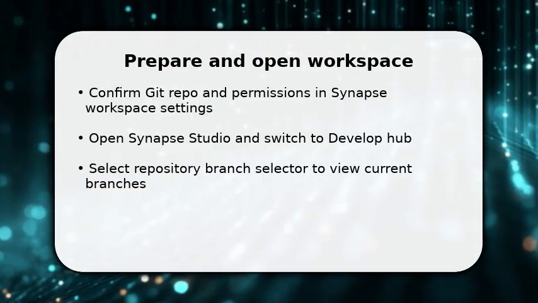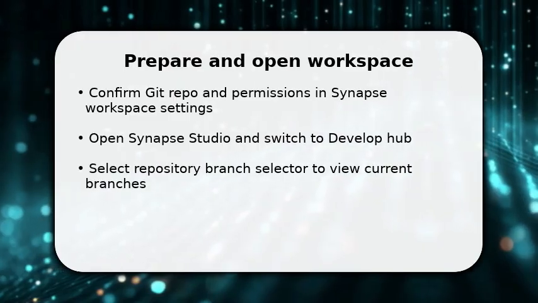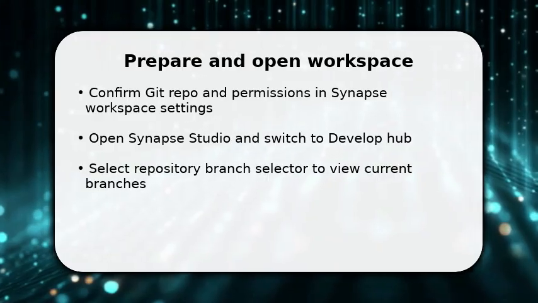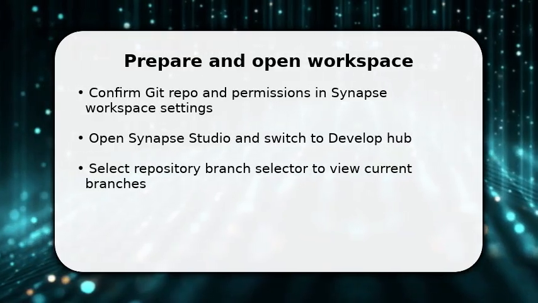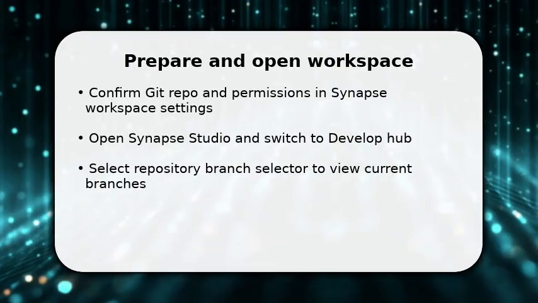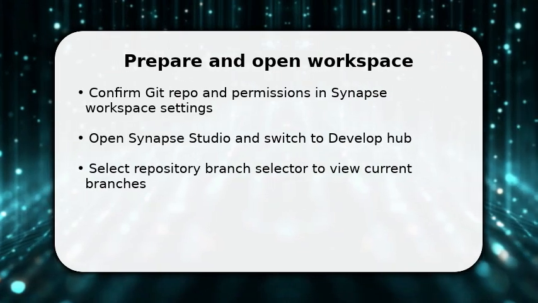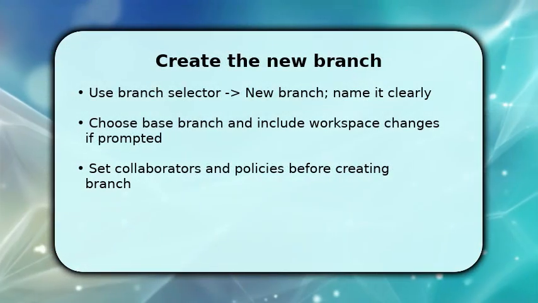Next, click the repository branch selector in the top left to inspect current branches and active workspace branch. Make sure you're on the branch you want to branch from. This avoids accidental divergence. If everything looks correct, you're ready to create the new branch and capture the current workspace state. You now create the branch.